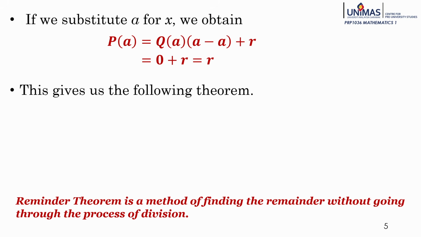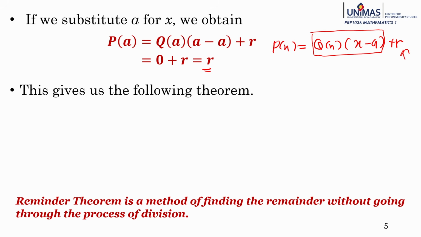If we substitute a for x, we obtain P(a) equal to Q(a) times a minus a, plus r. So we can get the value r. Before this, P(x) equal to Q(x)(x minus a) plus r. Because we want to find the value of r, if we make this part 0, we can get the answer for r directly. That's why we have to choose x as a, because a minus a is 0. This is how to find the value of r.